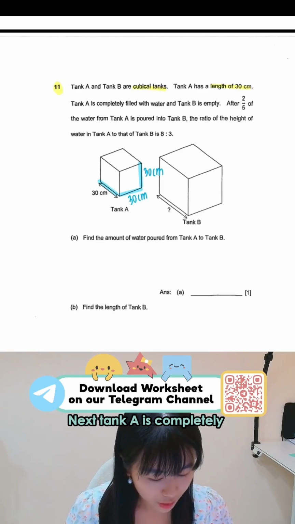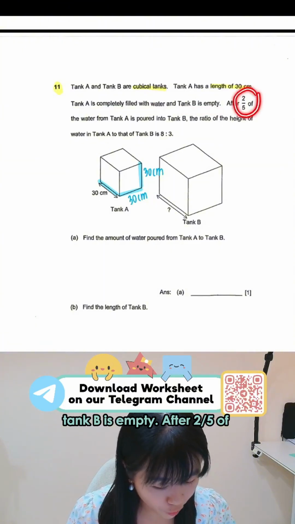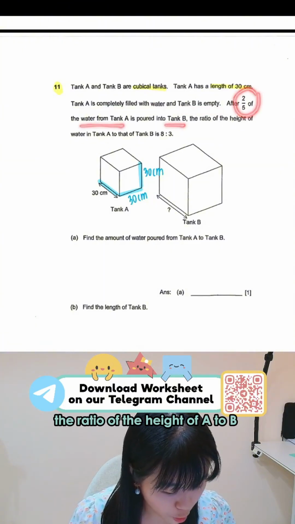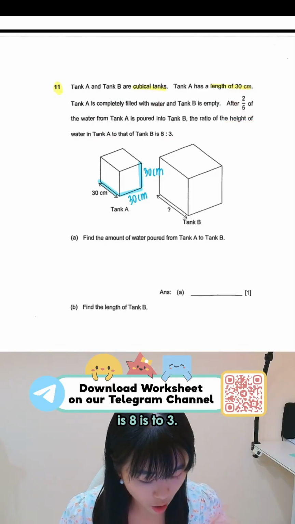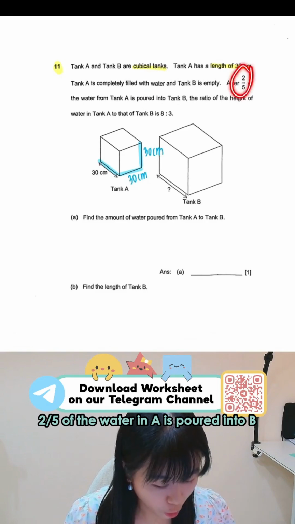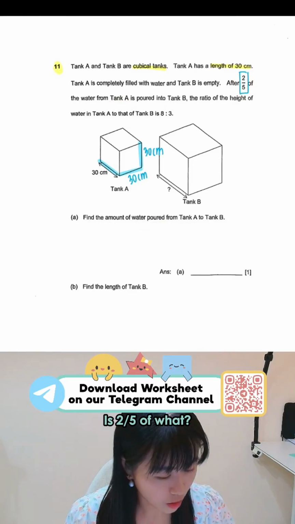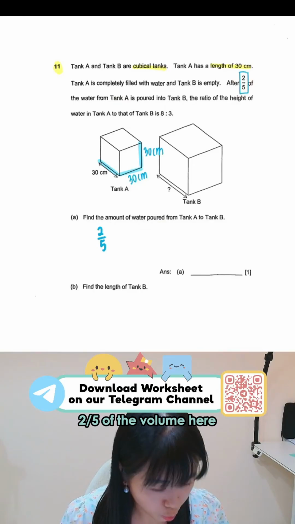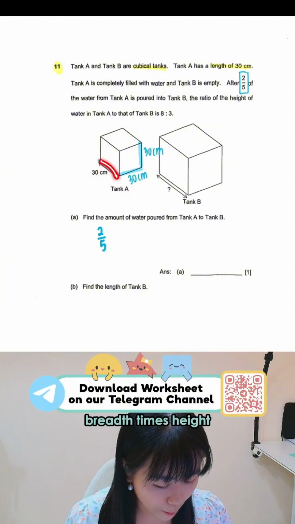Next. Tank A is completely filled with water. Tank B is empty. After 2/5 of A is poured into B, the ratio of the height of A to B is 8:3. So first of all, 2/5 of the water in A is poured into B, and they are asking for the water poured from A to B. It's 2/5 of what? 2/5 of the volume here, and the volume here is completely filled with water, length times breadth times height.